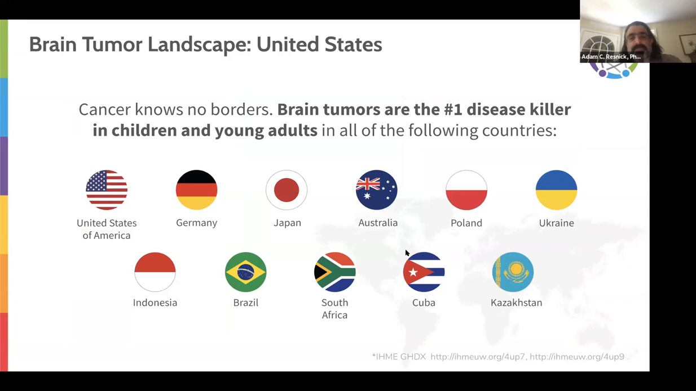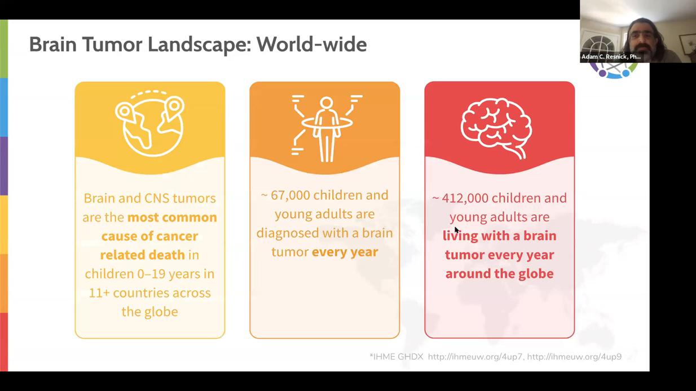But this is not just a US problem. It turns out that this primacy of leading disease-related death in children is shared amongst the entire world, and every country you see here and many more are facing the same challenge. And as such, this really creates a global challenge. As challenging as it might be within the United States, it's even more challenging in many other places to really drive change and impact on behalf of children who are suffering from pediatric brain tumors.